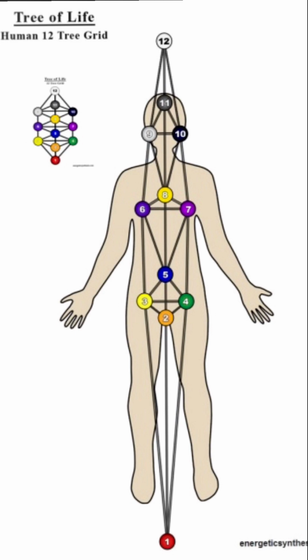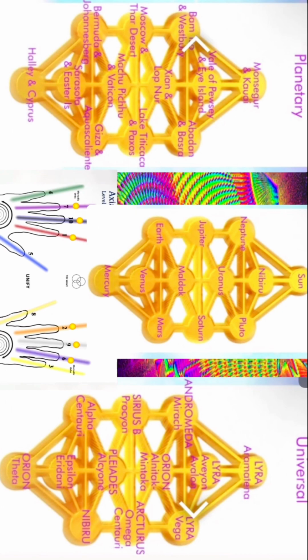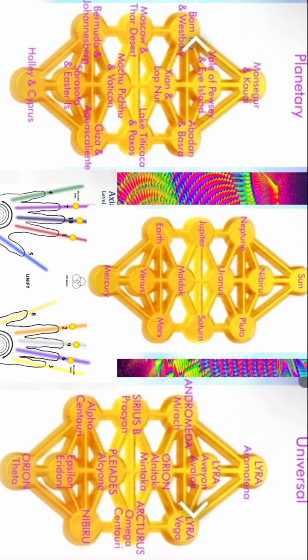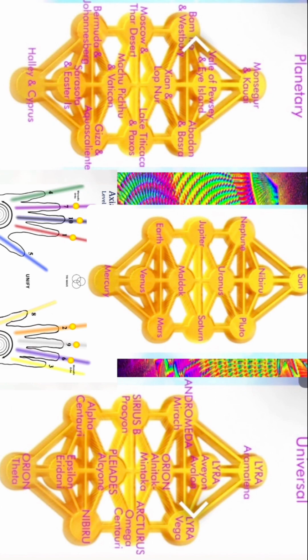And then 8 is still there, but it's a little bit different according to the diagram. So just feel it out for yourself. Always trust your heart instinct way more than anything else that you see. This next picture is the 12 tree grid, but it includes the planetary, galactic in the middle, and universal tree, which is the last one.